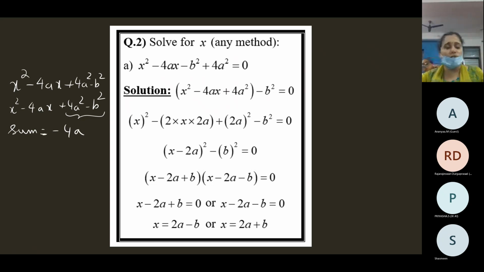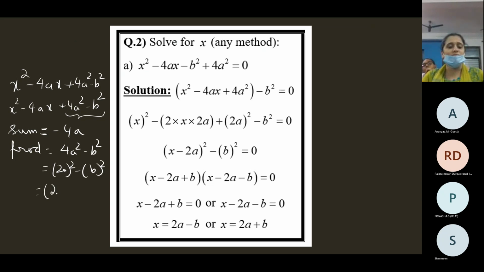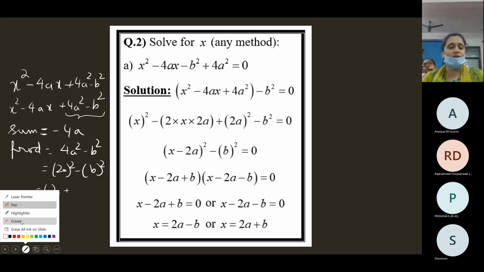You don't have to do this when you have a simpler process, but I'm just telling you, if at all you want to try it this way, the sum is minus 4a and the product is 4a square minus b square. So this can be written as 2a the whole square minus b the whole square. All right, so this is 2a plus b into 2a minus b. You can see the factors finally also, 2a minus b and 2a plus b.